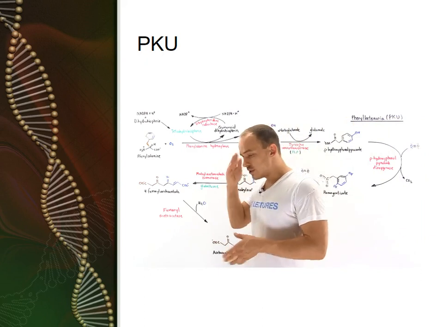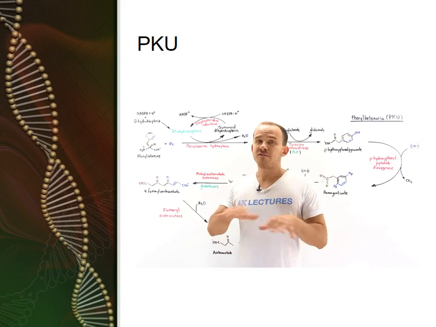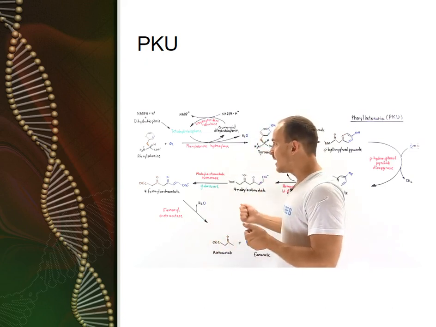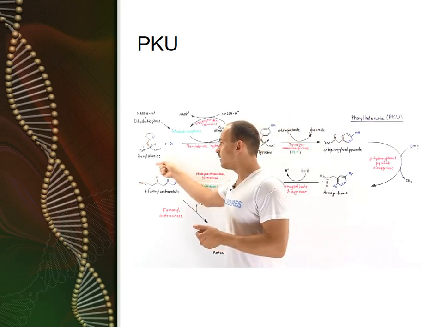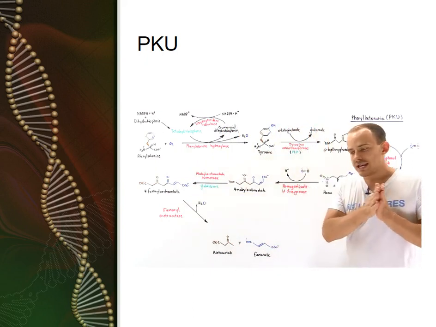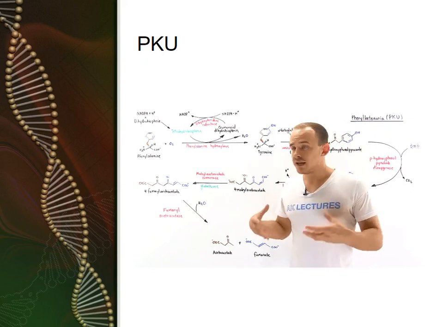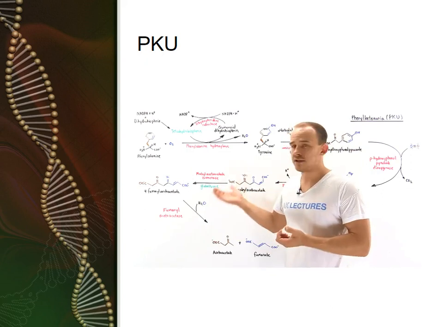Well, essentially, the patient that has PKU before birth, they have no problems. Why? Well, because the mother has the enzyme to actually catalyze this step. And so any phenylalanine within the mother will be transformed into tyrosine. Now, following birth, there's also no problem. Why? Because that patient has not yet ingested protein rich in phenylalanine.